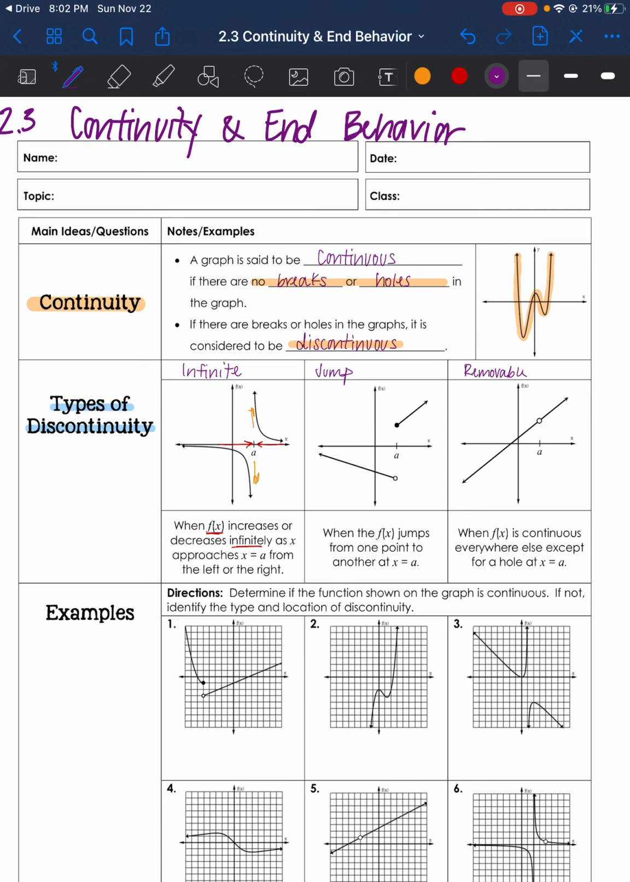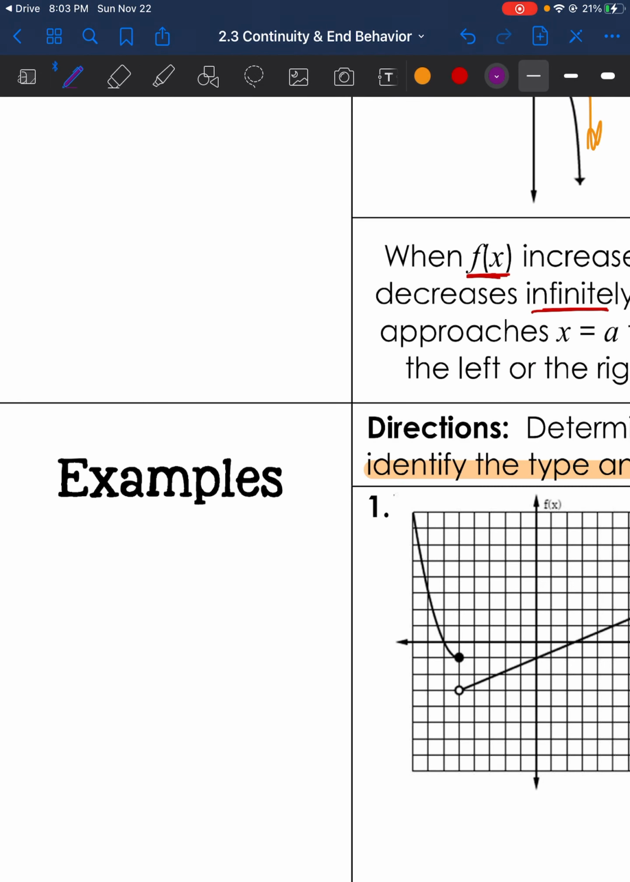Examples. Our directions here are to determine whether the function is continuous, and if not, identify the type and location of discontinuity. I just want to make a point over here.